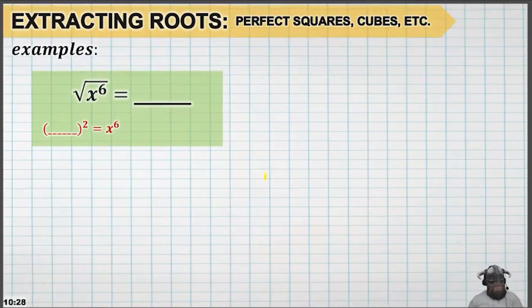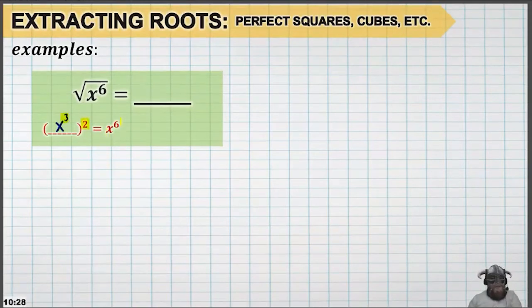Sige, ano sa tingin nyo? Ito variables na yung pinag-uusapan natin. What do you think is the value that if I raise it to 2, the answer is x raised to 6? Very good, Lord Cyrus. So the answer is x raised to 3. Kung naalala nyo yung power of a power rule, kapag naka-raise ng dalawang beses, we multiply 3 times 2, the answer is 6.